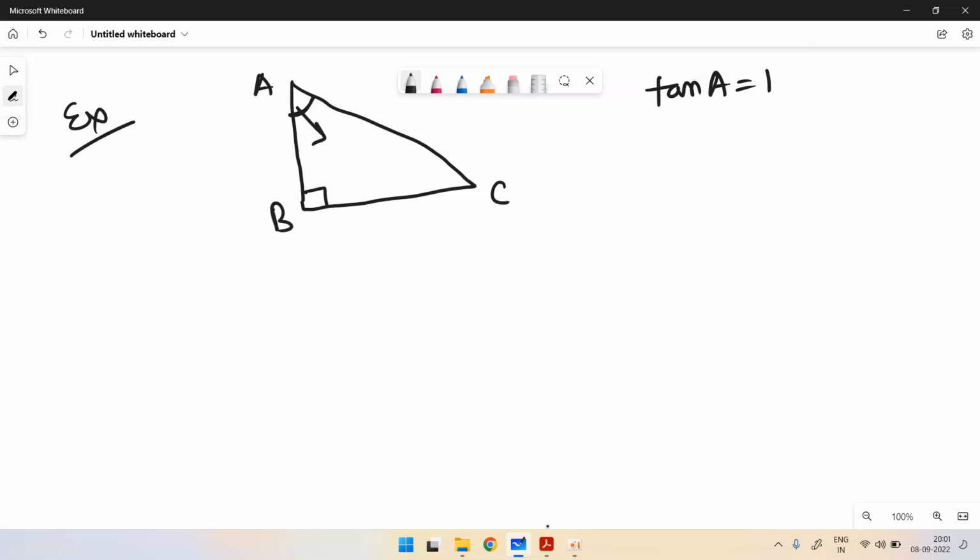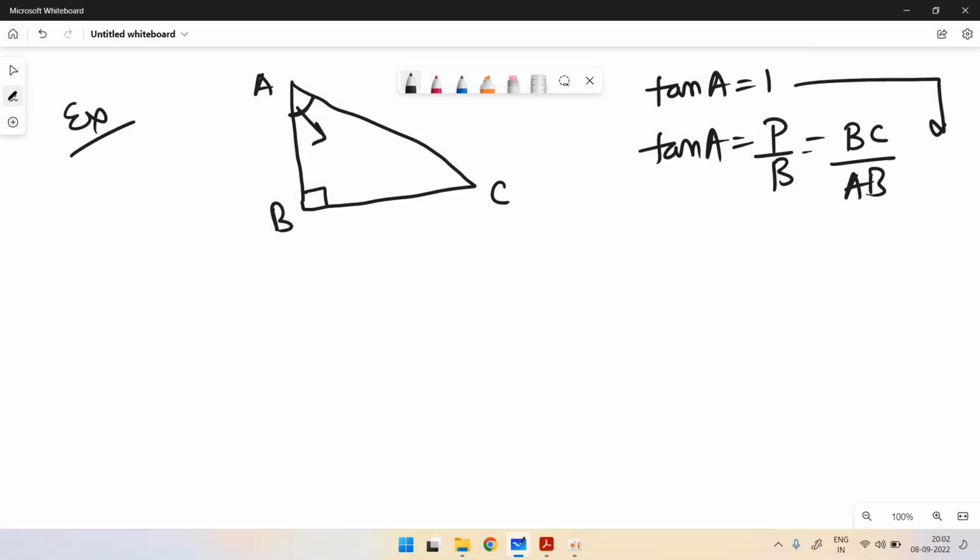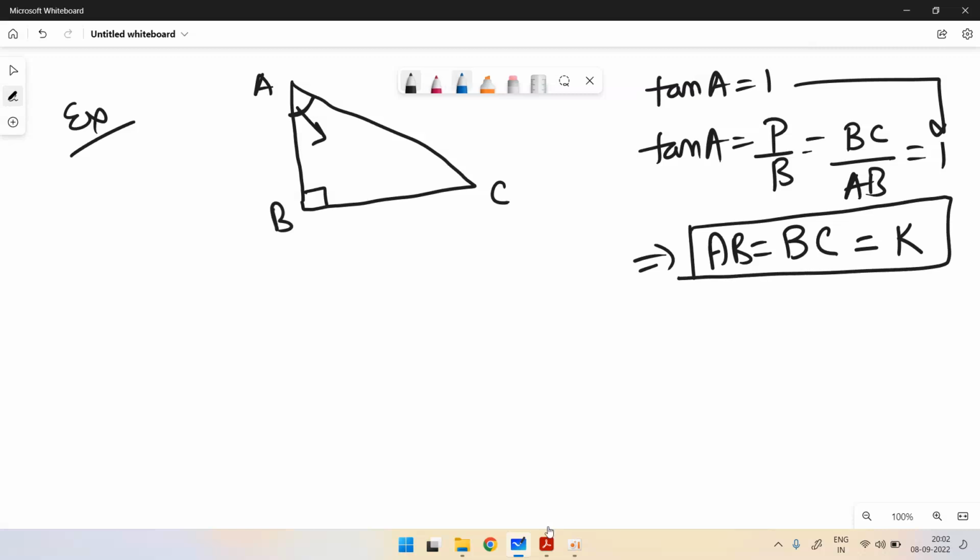So next what do you do? Calculate the value of tan A. What is tan A from this diagram? Tan A is perpendicular by base, and here the perpendicular is BC, so this is BC by AB. It is given to be 1, which implies that AB is equal to BC. Let's suppose I take this as constant K, so both sides will be K. Now there is only one theorem I can apply, Pythagoras theorem. In a right triangle always apply Pythagoras theorem.